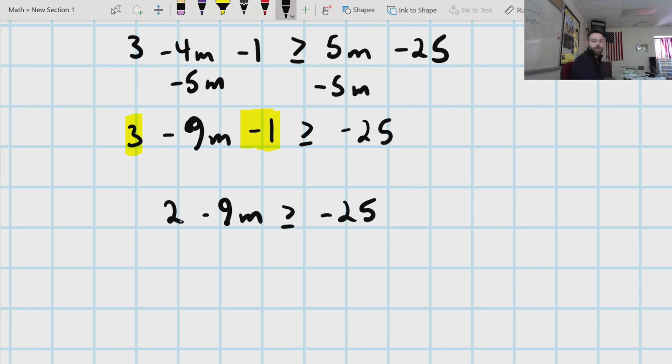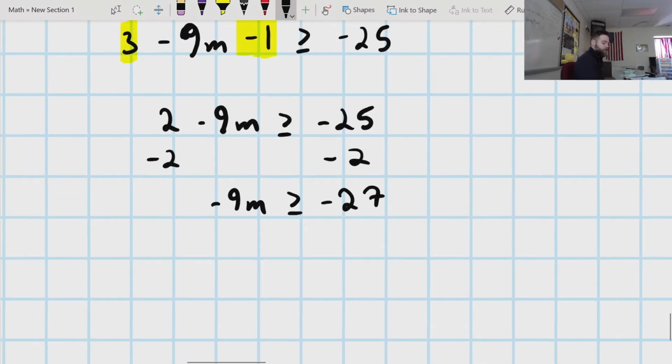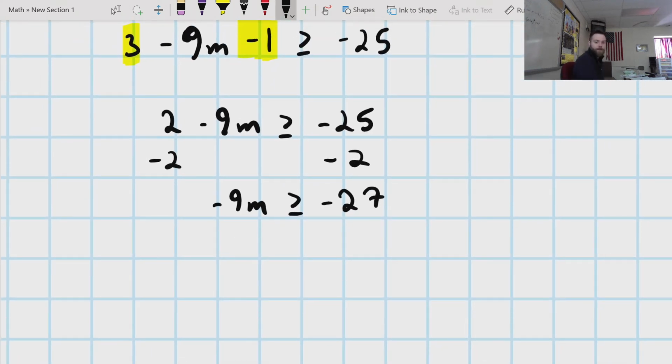And then I'm going to get rid of this 2 because it's a like term with the negative 25 on the other side. So if I subtract 2 from here, I'm going to subtract 2 from the other side of that operator. And so I get negative 9m is greater than or equal to negative 27. And so now there's nothing stopping me from dividing both sides by negative 9 to get rid of that negative 9. But remember, there's a rule for this. Whenever you divide both sides by a negative, you need to flip the inequality. So I've got m is less than or equal to positive 3.